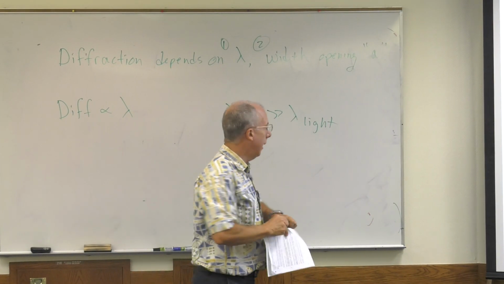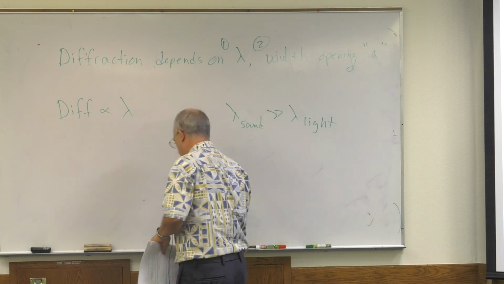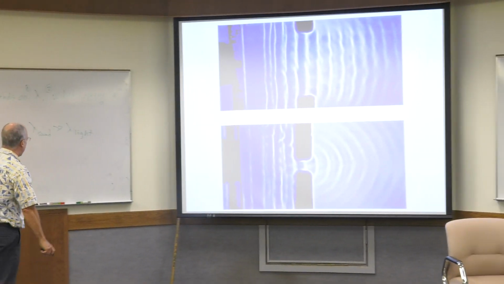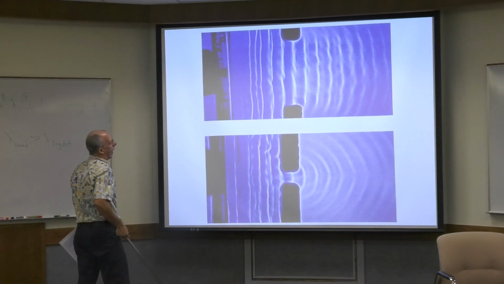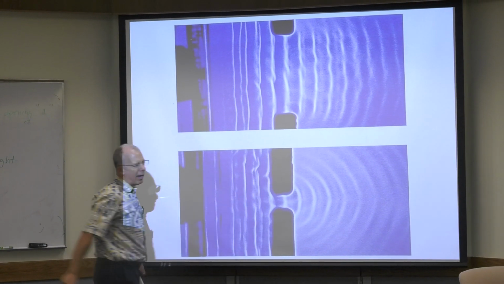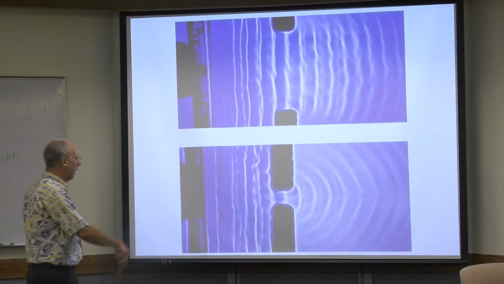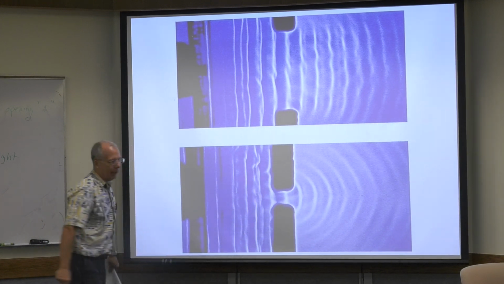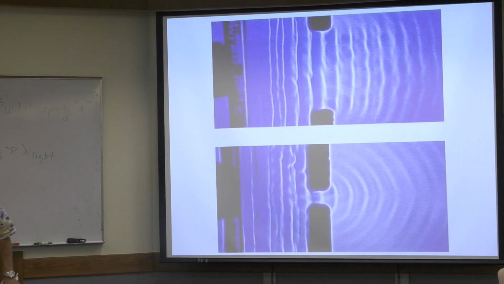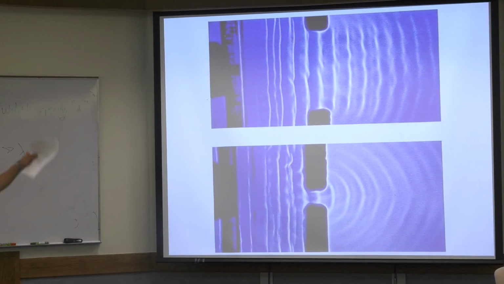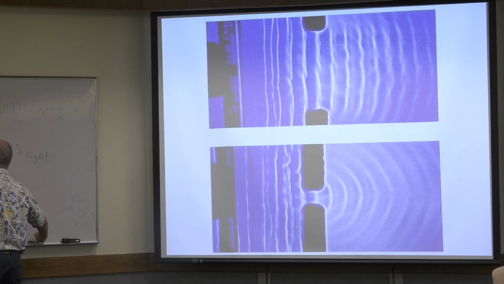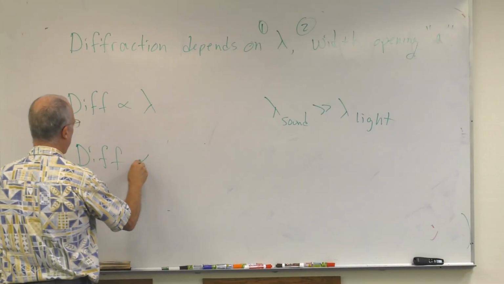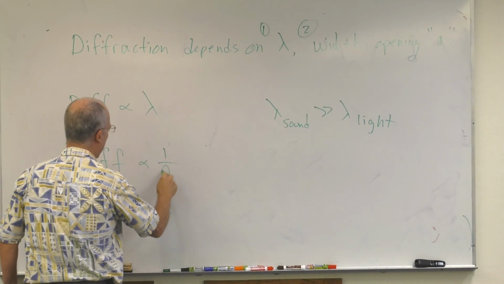Now, let's think about the width of the slit. Okay, so here it's kind of a wide slit. Do you see much spreading? Nah, not much at all. Here is a really narrow slit, and you see how it spreads? Yeah. Okay, so what does that imply? The narrower the slit, the bigger the diffraction. So that's one of those inverse relationships, right? So that means that the diffraction is proportional to 1 over A. Okay?